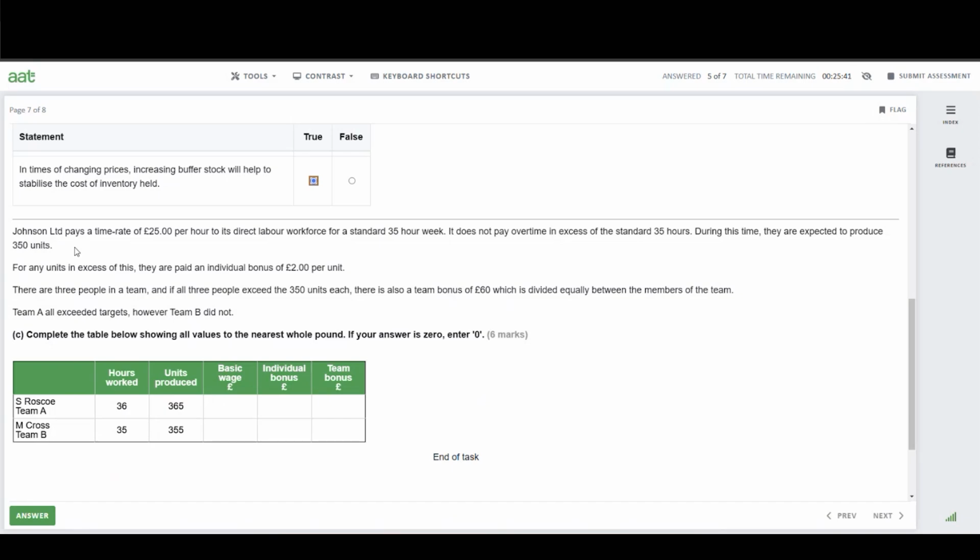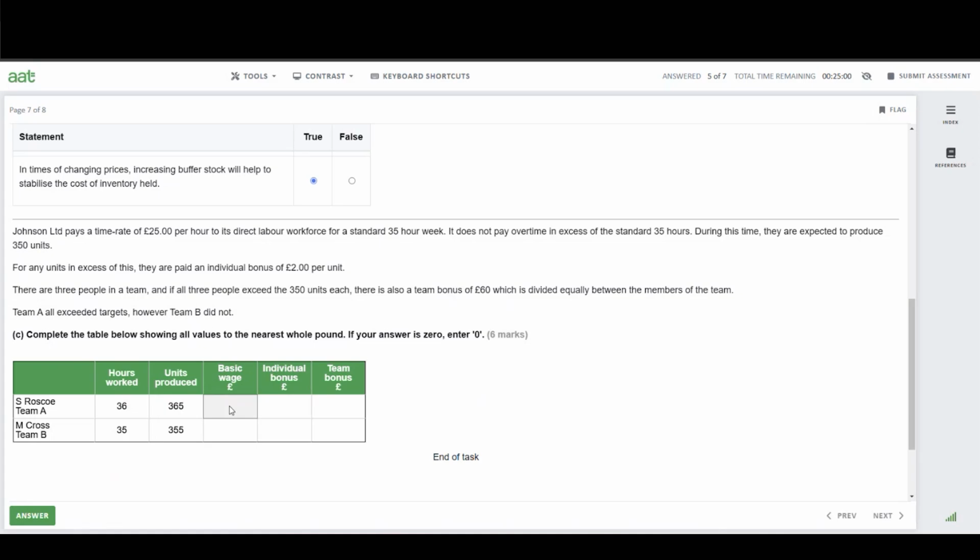So what do we need to do with that information? Well, we're asked to complete the table below, showing all values to the nearest whole pound. If your answer is 0, enter 0. So we can see we've got S. Roscoe and M. Cross. S. Roscoe works for Team A, M. Cross for Team B. S. Roscoe worked 36 hours, M. Cross 35. S. Roscoe made 365 units, M. Cross made 355. If we look at our table, it guides us through what we're being expected to do with the information, what we need to calculate. So we're asked to work out the basic wage, the individual bonus, and any team bonus.